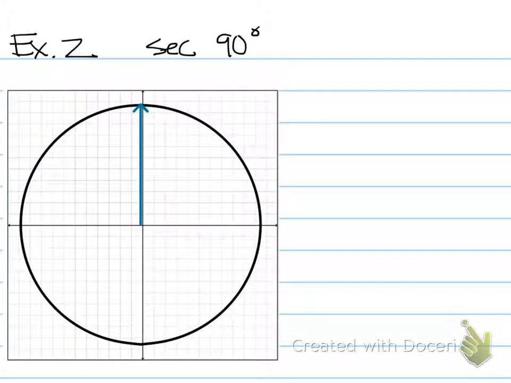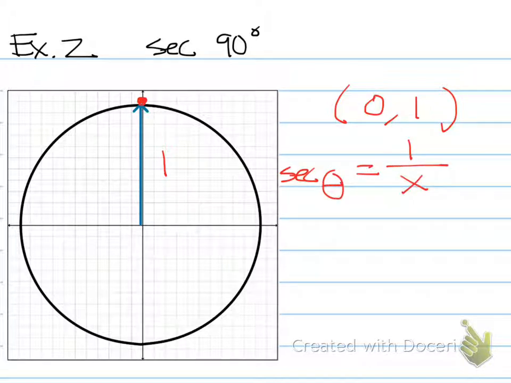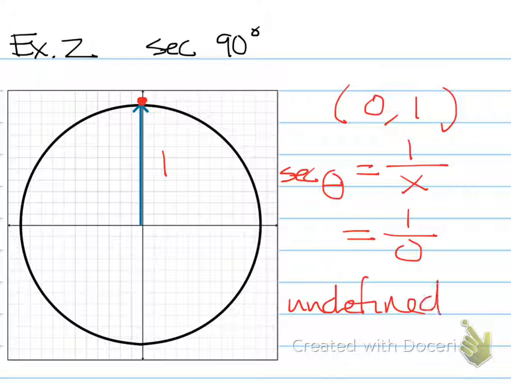For this example, we want to find the secant of 90. So if we draw the terminal side of that angle, it's going to point to that position on the unit circle. The x-coordinate of that point is 0, and the y-coordinate of that point is +1. Since secant is the inverse of cosine, and cosine is equal to the x-coordinate, the x-coordinate being 0, we would have 1 over 0, which is undefined. You cannot divide by 0.